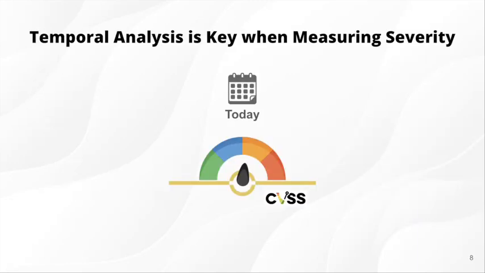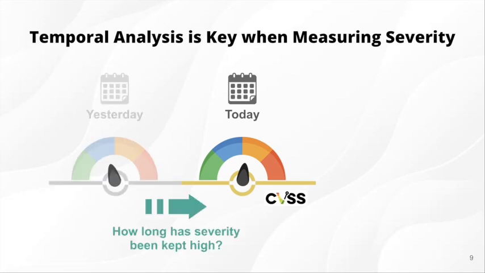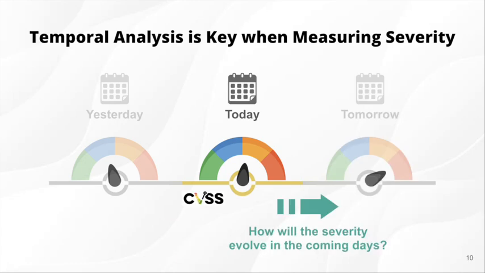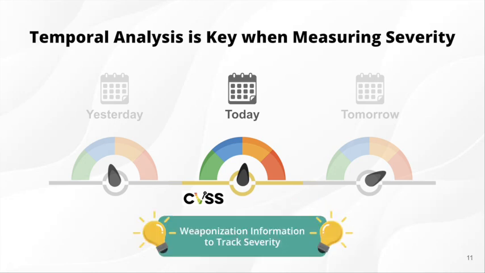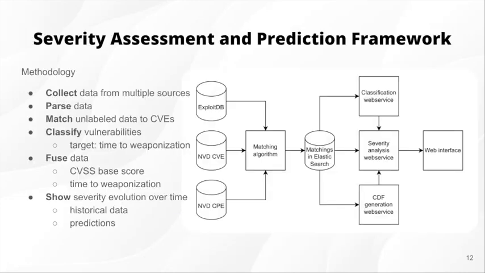So the temporal analysis is key when measuring severity. We want to know how long has severity been kept high, or how will severity evolve in the coming days. So to answer these questions, we need a model that not only explains how CVSS might have evolved in the past, but can also be used to predict how CVSS will evolve over the future. And weaponization information is key to track severity.